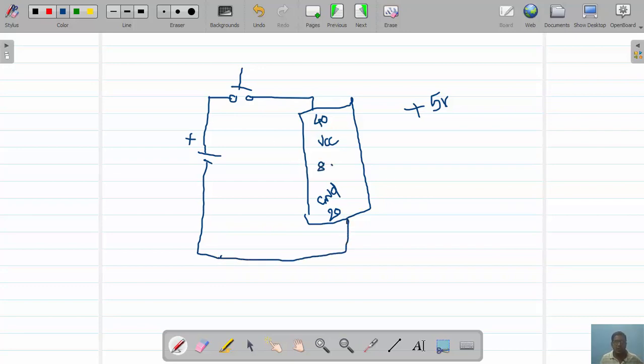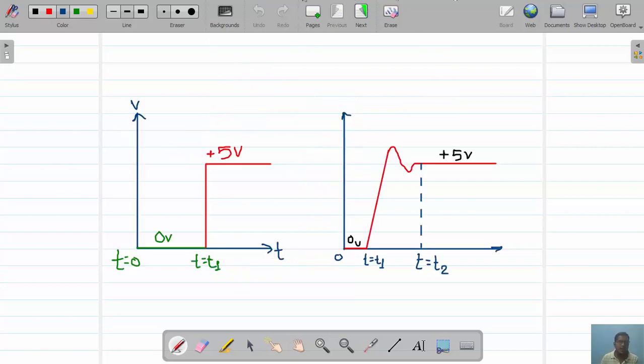And this is the 8051 microcontroller. The moment we press this switch, the supply is given to the 8051 microcontroller, meaning plus 5 volt supply is provided here. Talking about the ideal condition which is represented here, this is the ideal condition for turning on a supply, and this graph represents the practical condition or the practical situation.